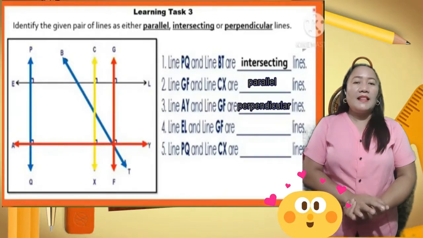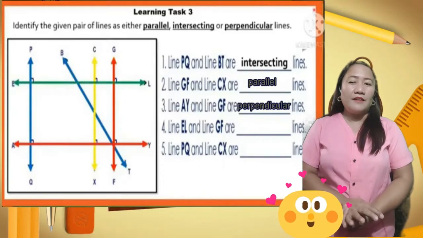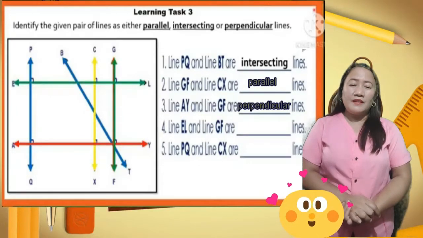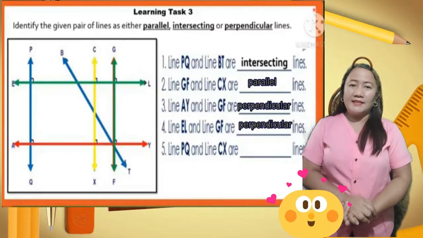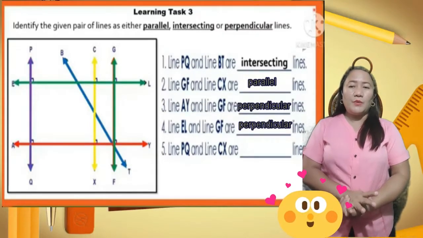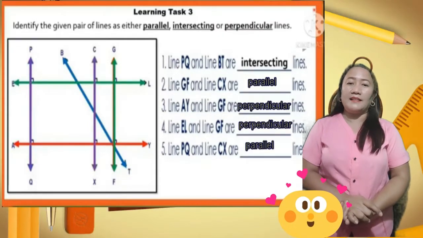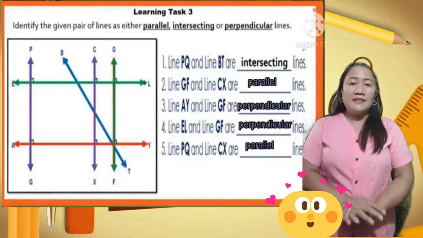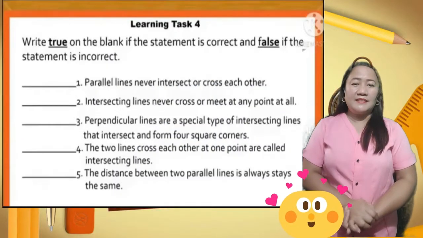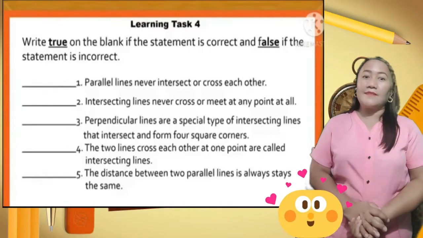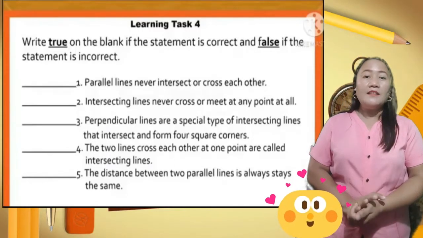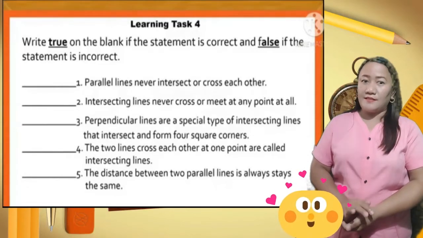Number 4, line EL and line GF. These are also what we call perpendicular lines. And lastly, line PQ and line CX are blank lines. These are parallel lines. Learning task number 4. Write true on the blank if the statement is correct and false if the statement is incorrect.